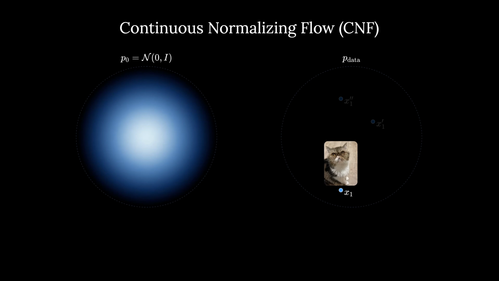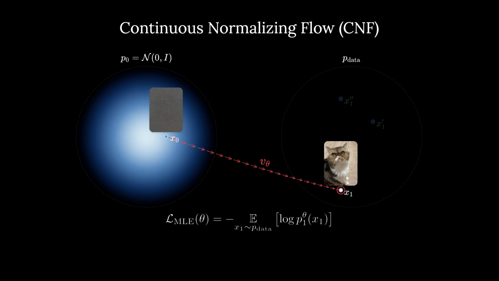During a single training step, they simulated an entire backwards journey. Start from a training sample x1 and trace the velocity field in reverse all the way to a noisy point x0. From this vantage point, evaluate the likelihood that the model assigns to x1. The training objective pushes the model to maximize this likelihood, since we know it's a real data point. This is known as maximum likelihood estimation, or MLE.